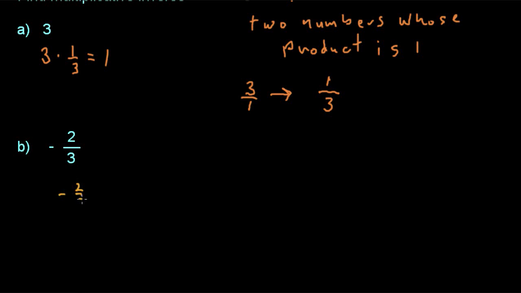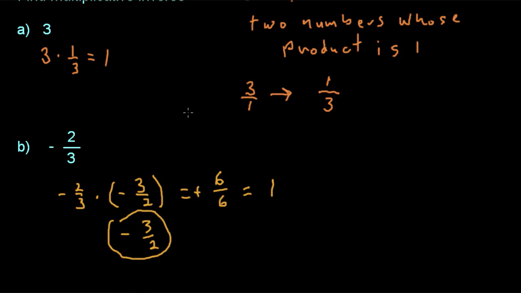For the next one, -2/3, let's use our shortcut. And so all we need to do is flip our number upside down. It's already a fraction. So we'll write it as -3/2. And then let's verify that these two are multiplicative inverses. They need to multiply to give us 1. 2 times 3 is 6, and 3 times 2 is 6, and they have the same sign, so it's positive. And 6/6 is 1. So yes, they are multiplicative inverses. And so the multiplicative inverse of -2/3 is -3/2.